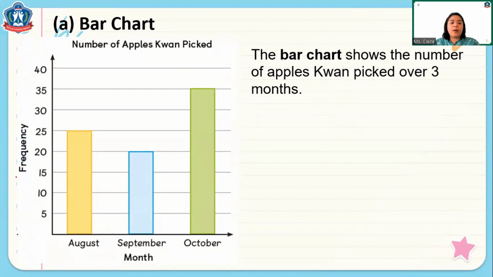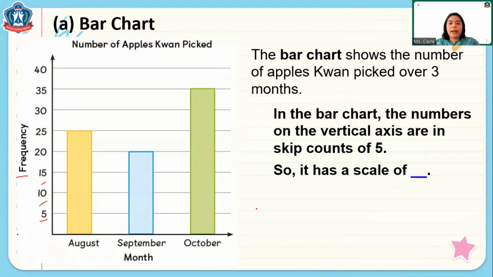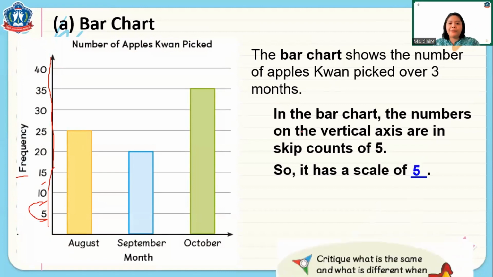We have here the frequency. We have numbers here on the left side. So in the bar chart, the numbers on the vertical axis are in skip counts of 5 here. This is the vertical axis, the vertical line. Why do we use 5? Because our key earlier is in the scale of 5, right? One box is by 5.